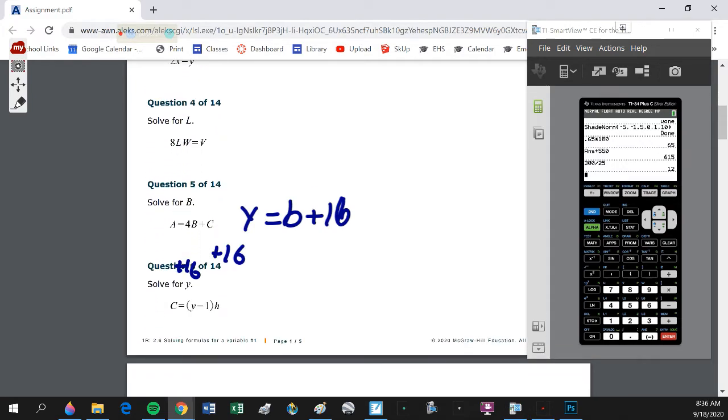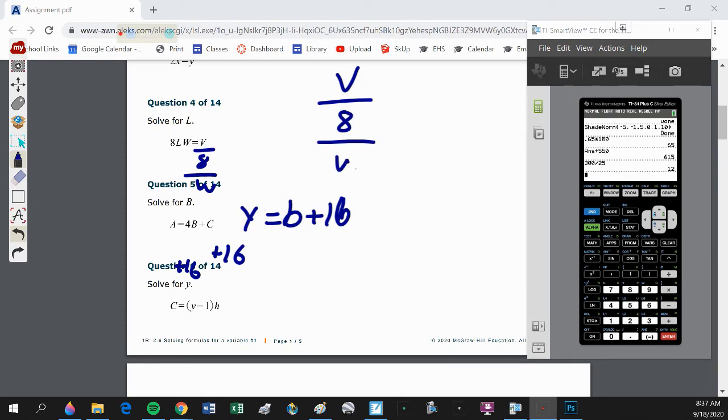So look at number 4. I want to solve for L. Should I divide by 8 first or divide by W first? I would actually do them both at the same time. If you do them one at a time, watch what happens. So I'm going to divide by 8 and then divide by W. So I get V divided by 8 divided by W.